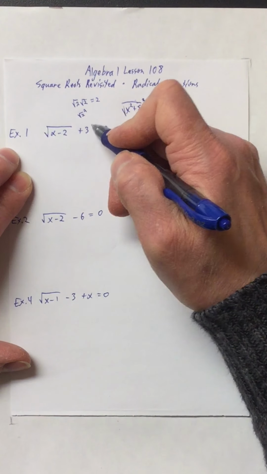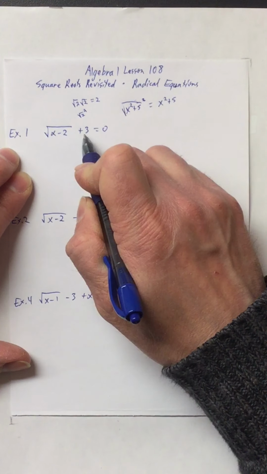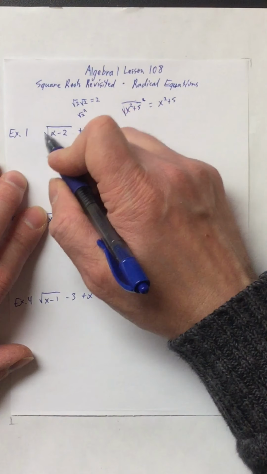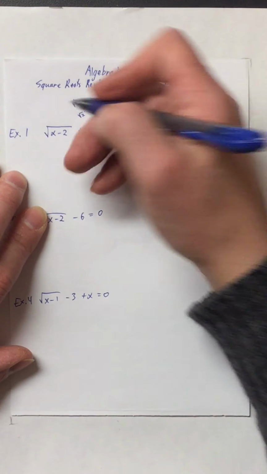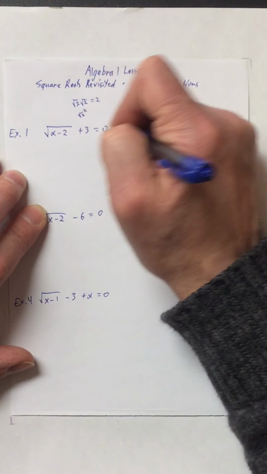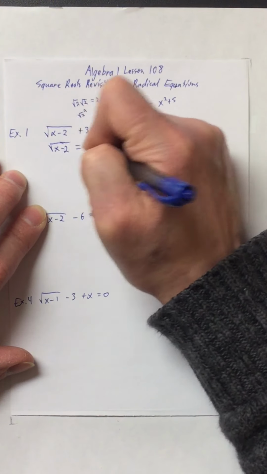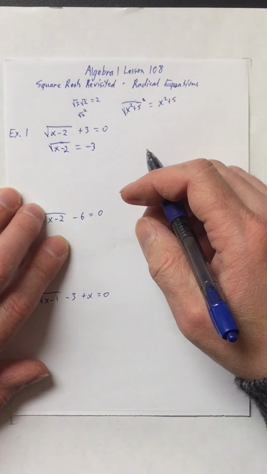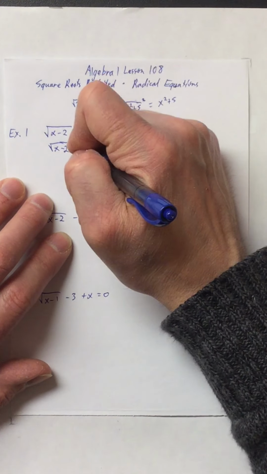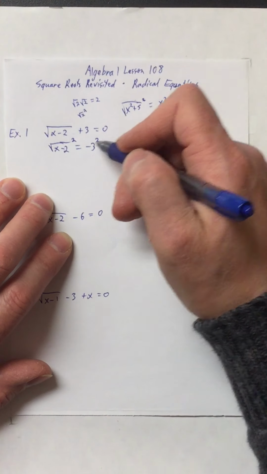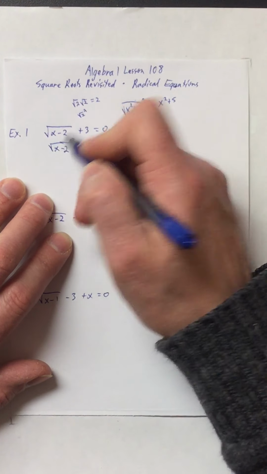So in example 1, now we can't do it if it's connected. See, the 3 is not underneath the square root. Our first step here is to get everything under the square root by itself on that side of the equation. So we're going to move the 3 over. If we subtract the 3 from both sides, then we get this. Then we can now square both sides. And in doing so, this square root will go away.